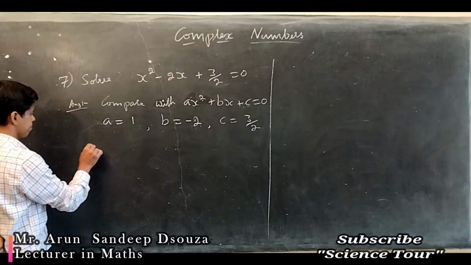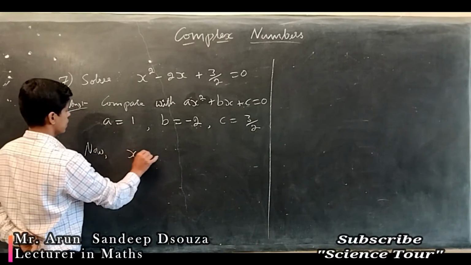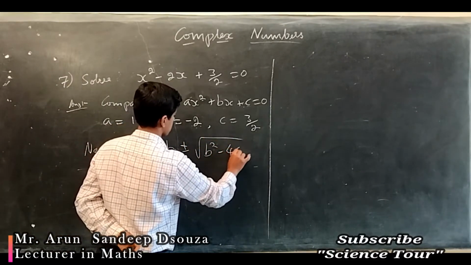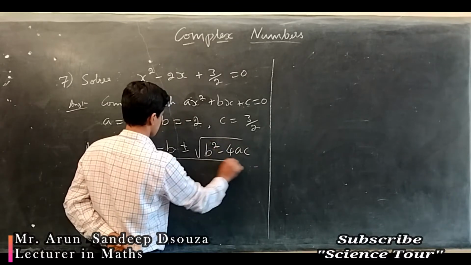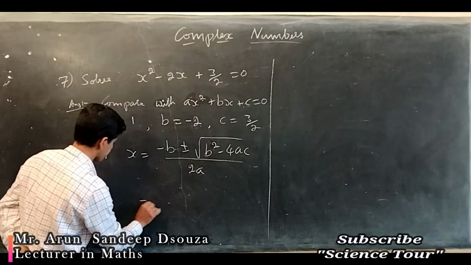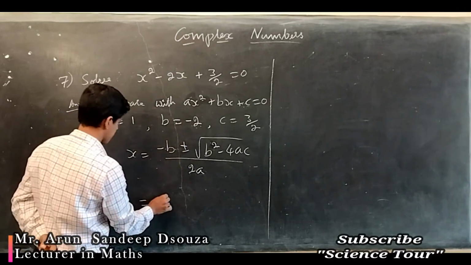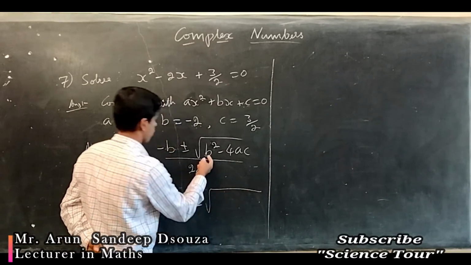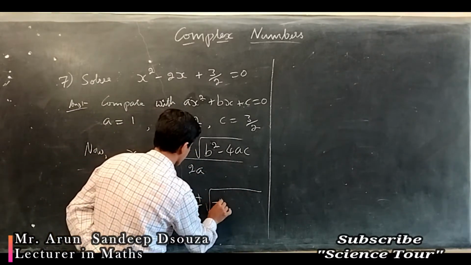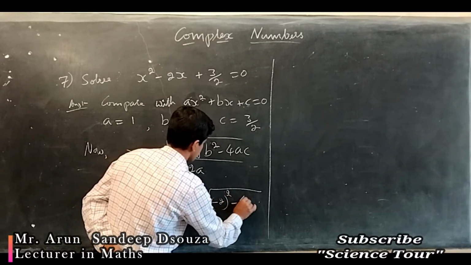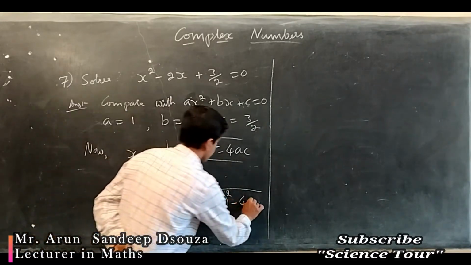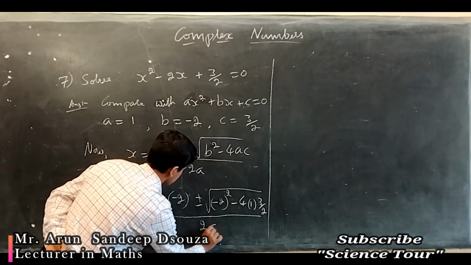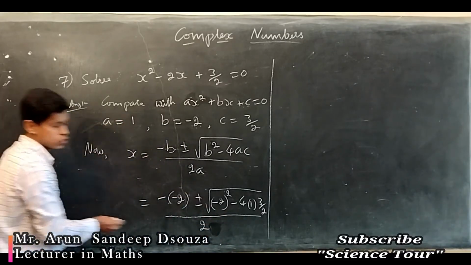Now the formula. So x is equal to minus b plus or minus square root of b square minus 4ac divided by 2a. So minus b, so minus of minus 2, then plus or minus square root of b square, minus 2 square, minus 4 into 1 into 3 by 2, divided by 2a. So 2 into 1.